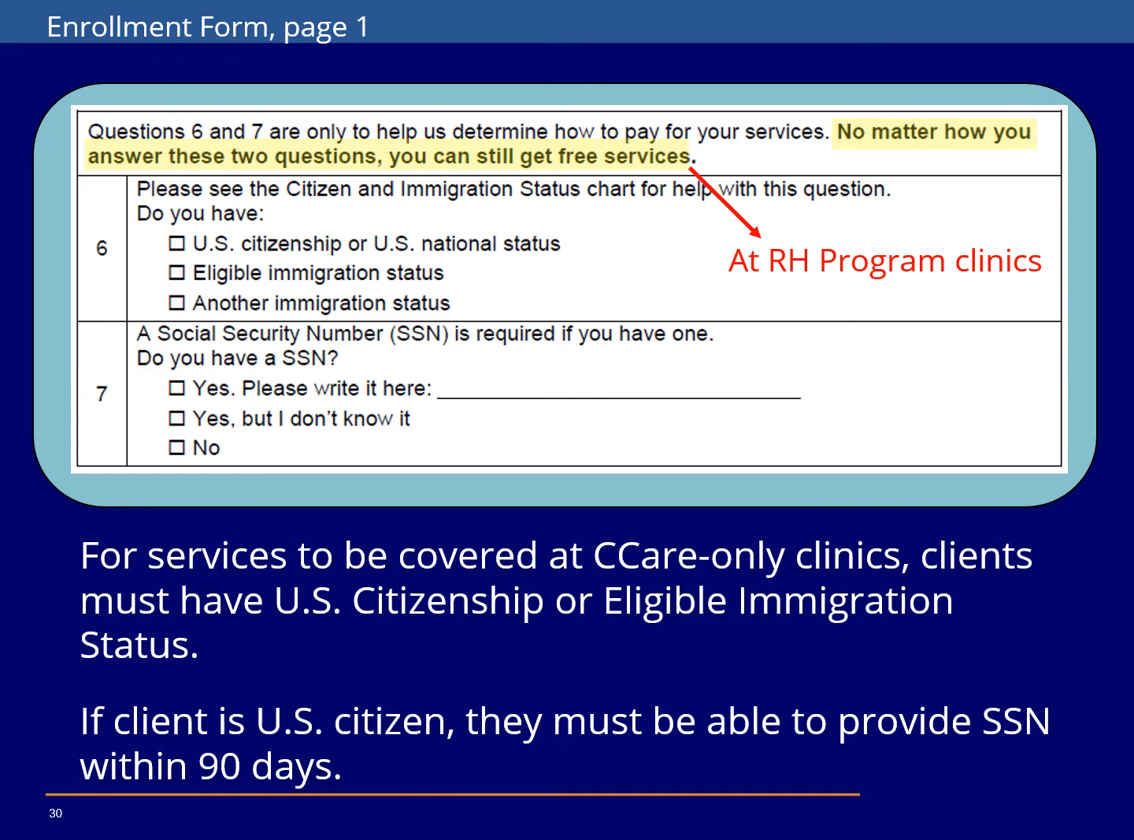And if they are a U.S. citizen, we must verify their Social Security number within 90 days of enrolling. If a client has another immigration status, doesn't have a Social Security number, or is a U.S. citizen and cannot provide their Social Security number within 90 days, you should refer them to your local RH program clinic.